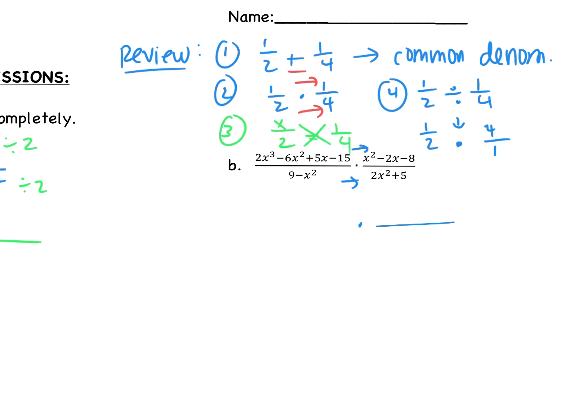So please rewrite all of the fraction bars. This 9 minus x squared is a difference of squares. So that'll be 3 minus x and 3 plus x. The 2x squared plus 5 doesn't factor. There's no GCF beyond 1, so that one is just going to stay the way that it is.